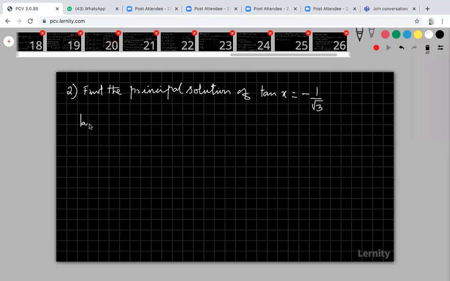So look at that. My tan x is equal to minus, which angle has tan equal to 1 by root 3? That is tan of pi by 6, 30 degrees. But we can write it as tan of minus pi by 6 also, since tan of minus x is minus tan x. If you compare these two, I will get x is equal to minus pi by 6. But look, minus pi by 6 is not in the principal solution.